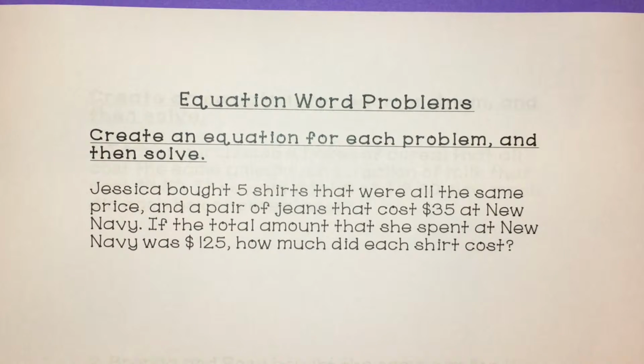So in the first one, Jessica bought 5 shirts that were all the same price and a pair of jeans that cost $35 at New Navy. If the total amount that she spent at New Navy was $125, how much did each shirt cost?